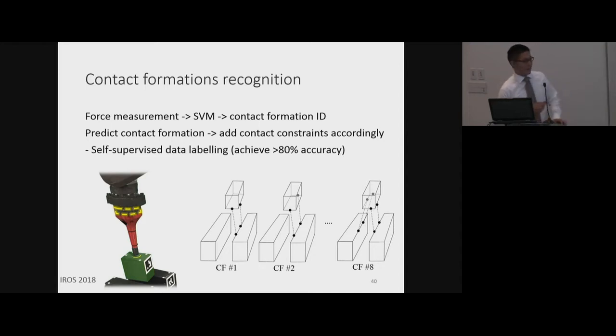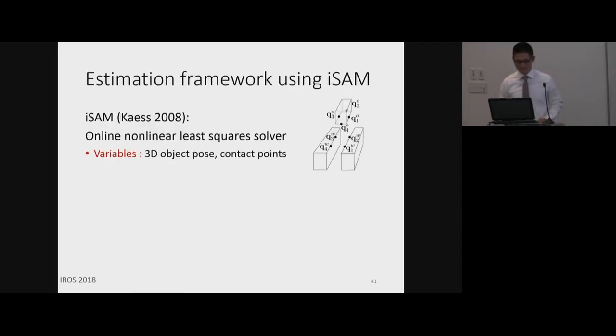And here is a technique to make the accuracy higher: we use self-supervised data labeling. Remember we have this Vicon system to track the object very accurately, so we can use that to calculate the contact formations. It can help us collect thousands of data points and achieve more than 80% accuracy.